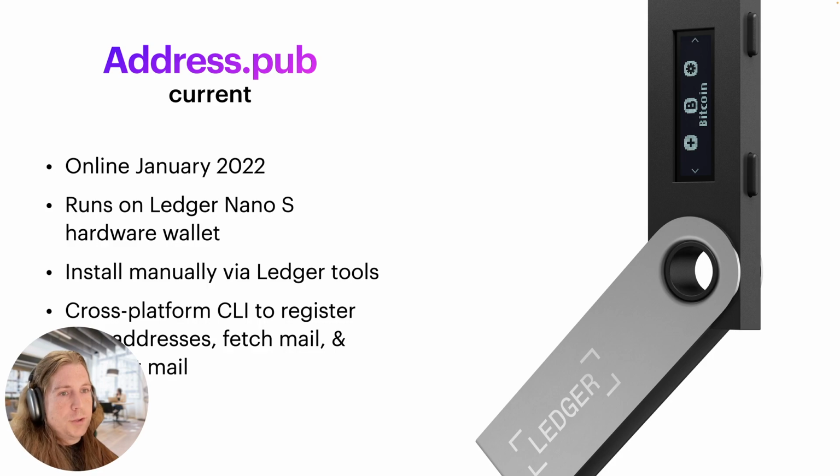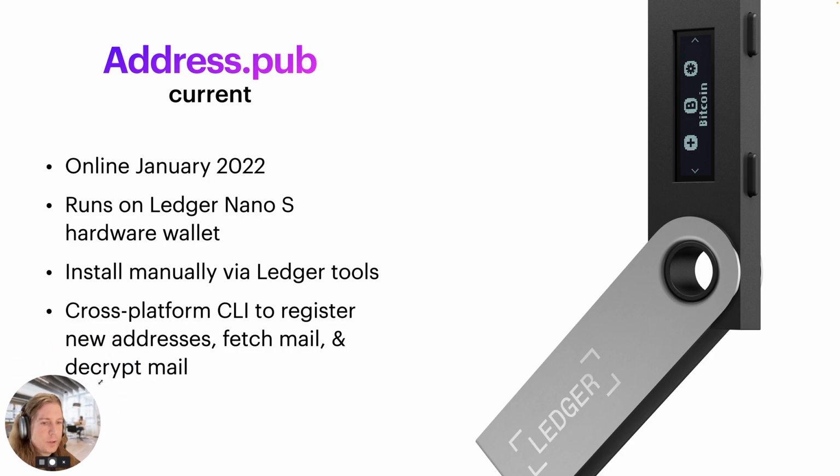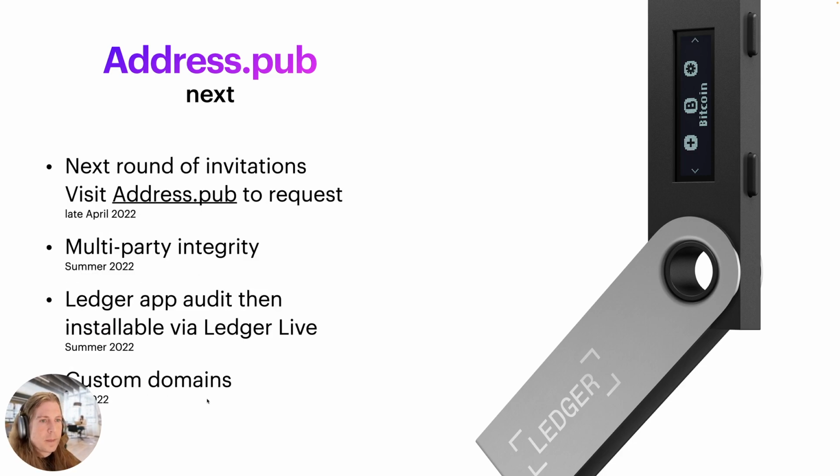Address.pub launched in January. We have an app that runs on a Ledger Nano S hardware wallet. The app is installed manually via Ledger Tools. We also have a cross-platform command line interface that can be used to register new addresses, fetch mail, and decrypt the mail. We'll be releasing a new round of invitations later this month. You can visit Address.pub to request an invite if you haven't already received one.